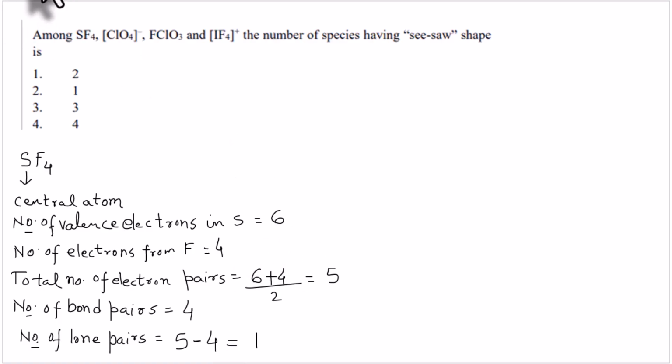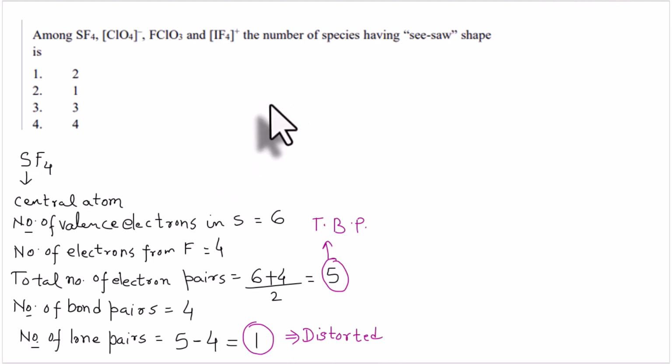Now when the total number of electron pairs is 5, then the regular geometry according to VSEPR theory is trigonal bipyramidal, TBP. Okay, but when we have a lone pair, then the geometry gets distorted to a different shape. Now if we try to make a TBP geometry, so this, okay, and then we have 1 lone pair in the equatorial position.